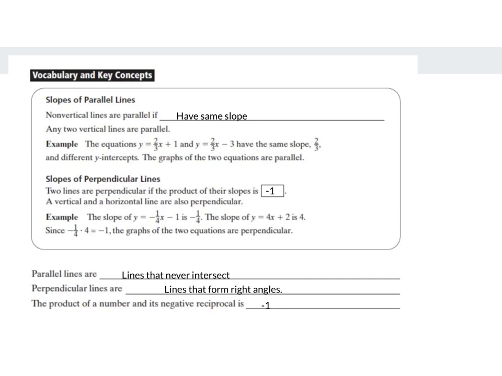The product of a number and its negative reciprocal is -1. So think about our inverse, or the reciprocal. So if you multiply two reciprocals together, you should get 1. And obviously negative reciprocals, you'll get -1.